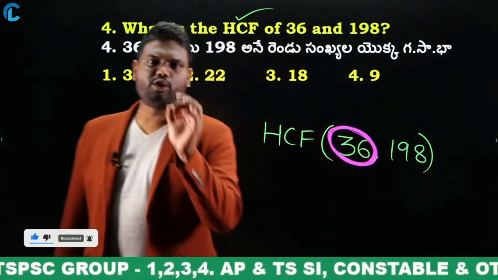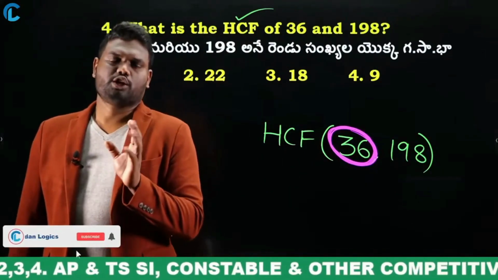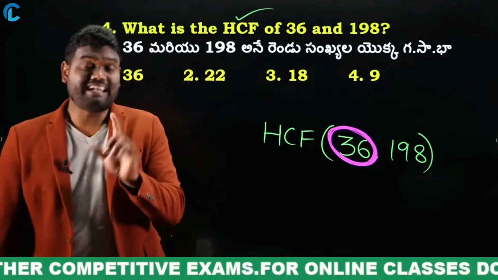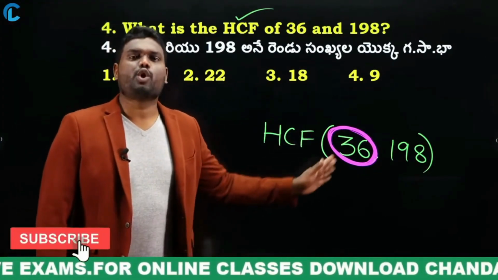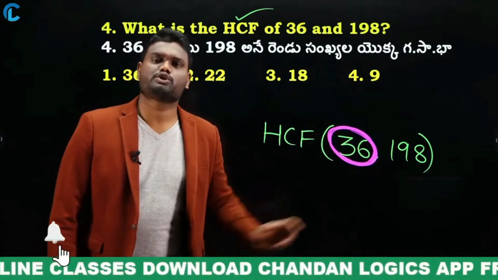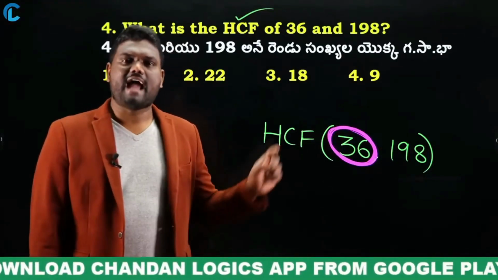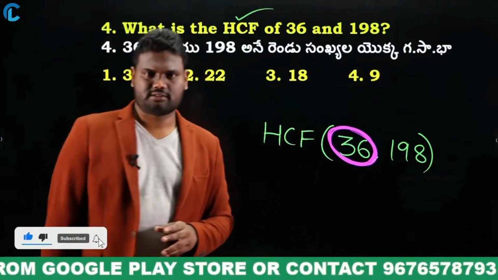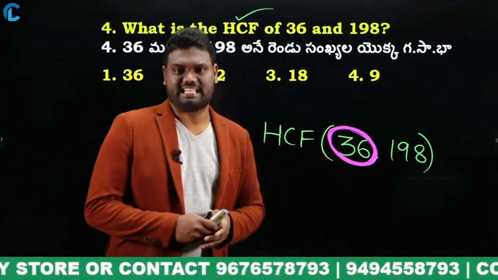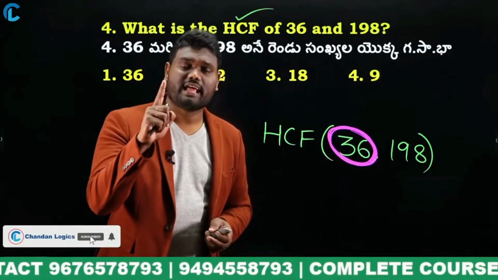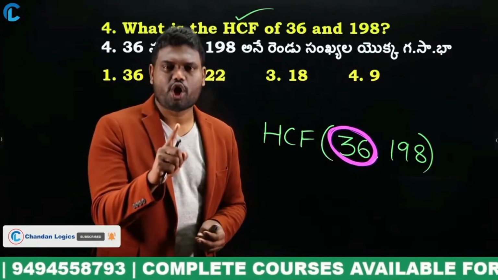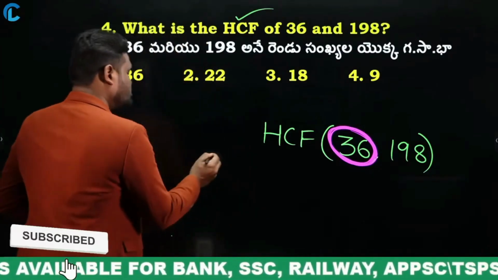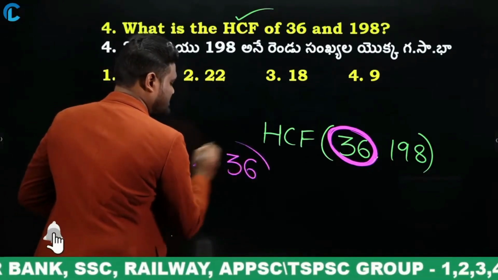In LCM I told you, try to know what is the highest number, so LCM will be either the highest number or multiples of the highest number. That is what I have shared with you. But in HCF, try to know what is the smallest number. Once you know the smallest number, HCF will be either the smallest number or factors of the smallest number. Now observe carefully. Smallest number is 36, so our HCF should be 36 or factors of 36. Remember carefully, factors of 36 should be less than 36.